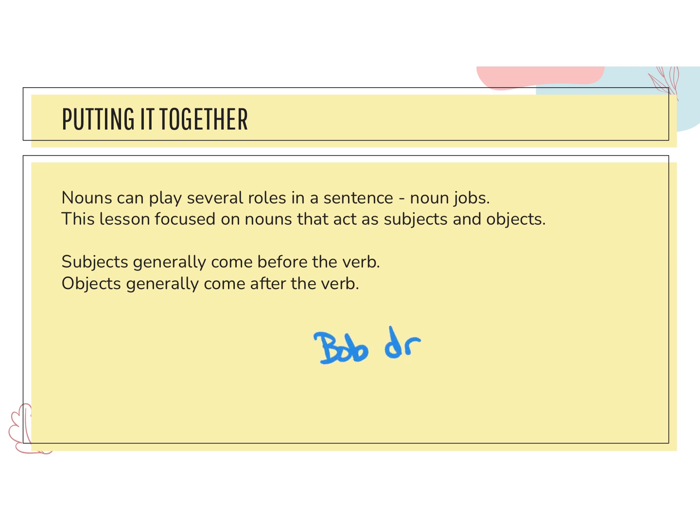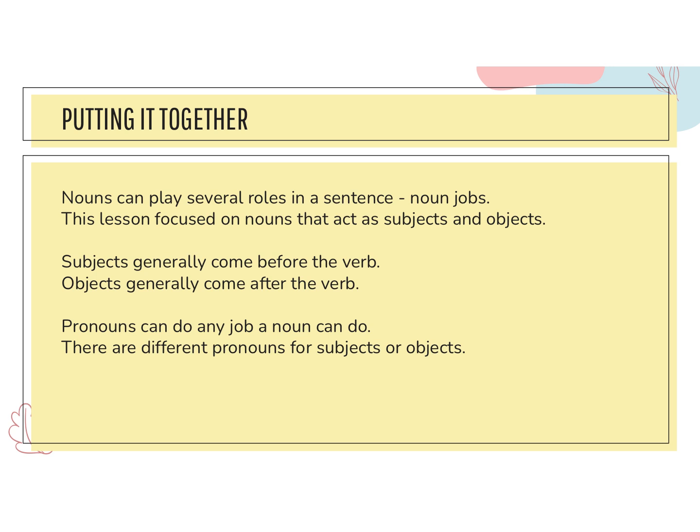Bob dropped the glass. Bob is the subject that comes before the verb. Glass is the object that comes after the verb. Don't worry too much about objects just now. We'll talk about them more specifically in Lesson 11. Finally, pronouns can do any job a noun can do. Pronouns are sometimes adjectives too, but we'll look at adjectives in Lesson 7.